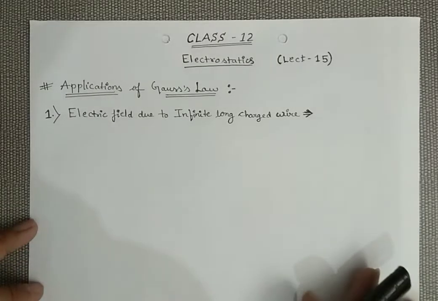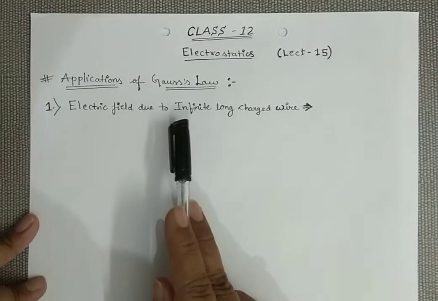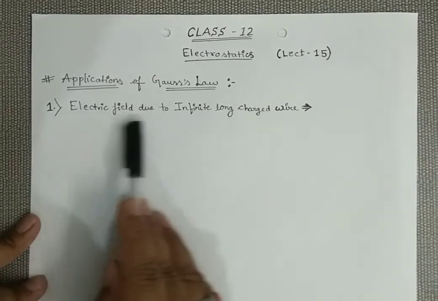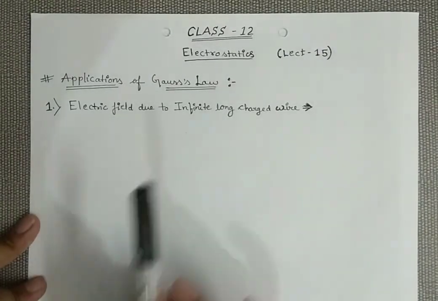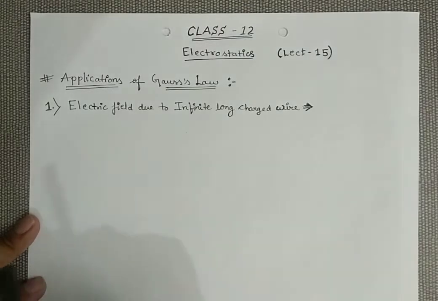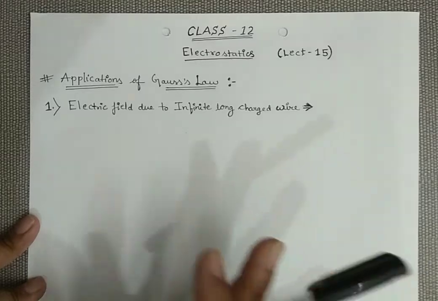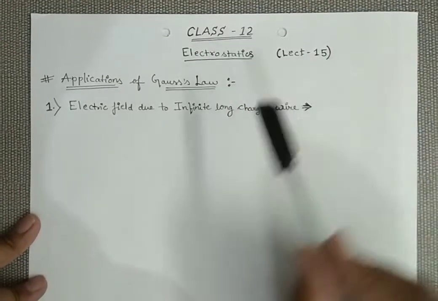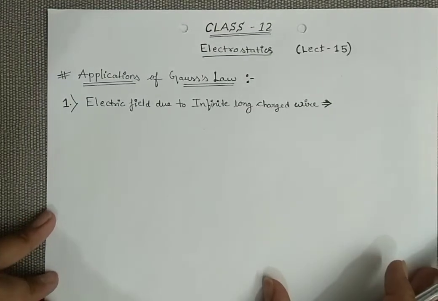So my first application is we have to find the electric field due to an infinite long charged wire. Just remember, we already know the value of this electric field, but in that case I haven't used Gauss law. If you remember, in my previous lecture I found the electric field without using Gauss law, but this time I can use Gauss law, and with the help of Gauss law I have to find the electric field due to an infinite long charged wire.